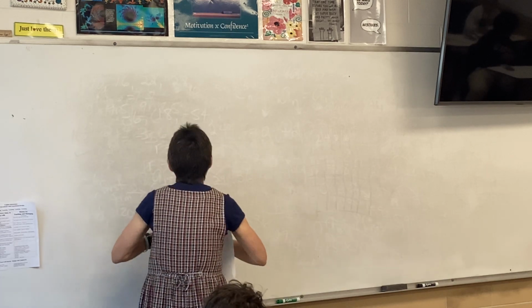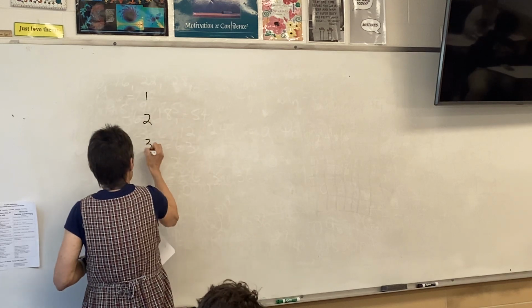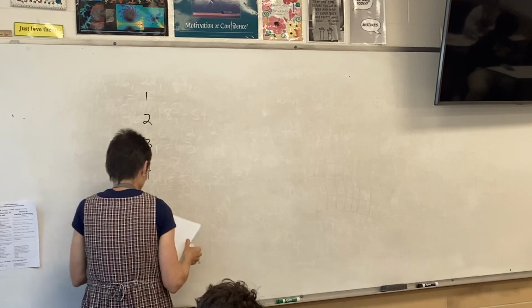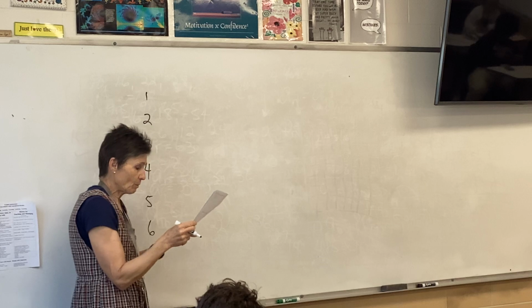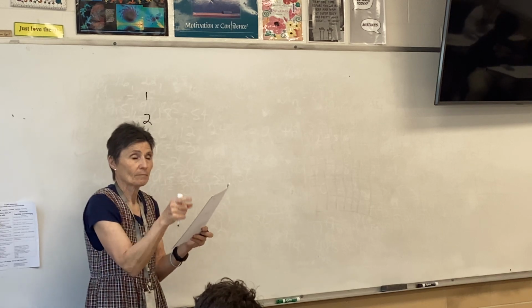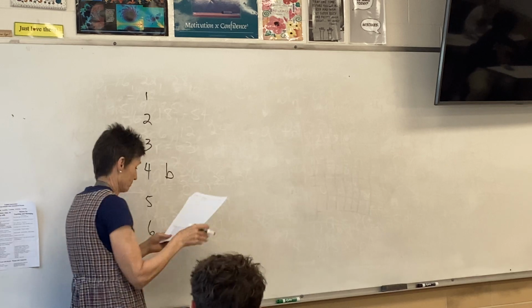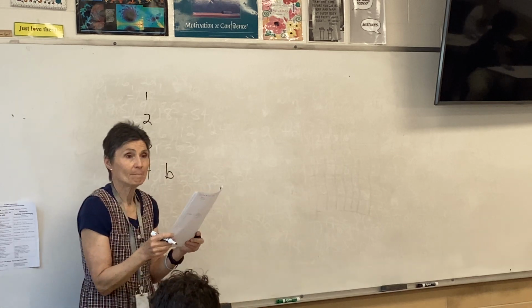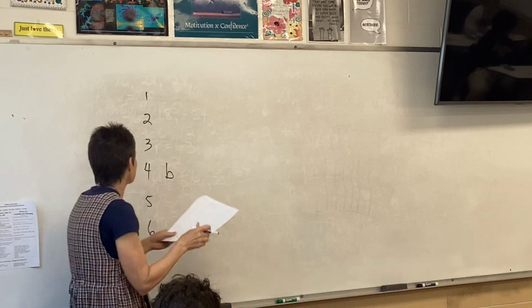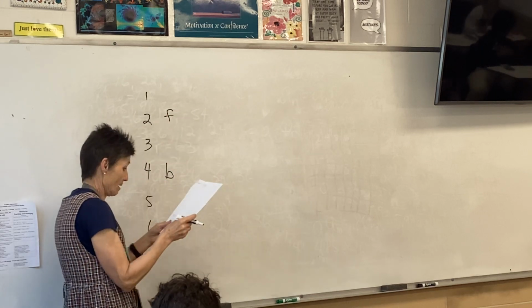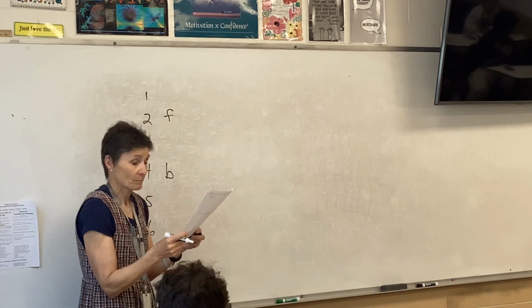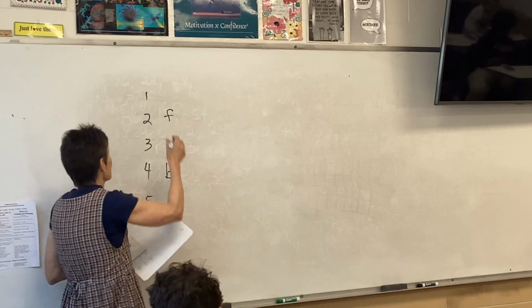So I'm gonna just call the graphs 1, 2, 3, 4, 5, 6, right down in order. Tell me when you've graphed it. 4 is B. 2 is F. That's what I got. 1 is C. That's what I got.